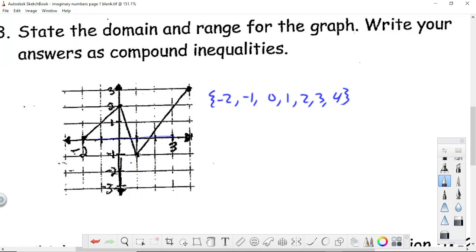That would capture all of the whole number points, but what about 2.5? X could be that, right? X could be 2.6, 2.7. X could be 3.1, 3.11, 3.2. X could be a lot of things. So it doesn't work to just list the whole numbers. We have to show a compound inequality that specifies all the possible x values for this relation.